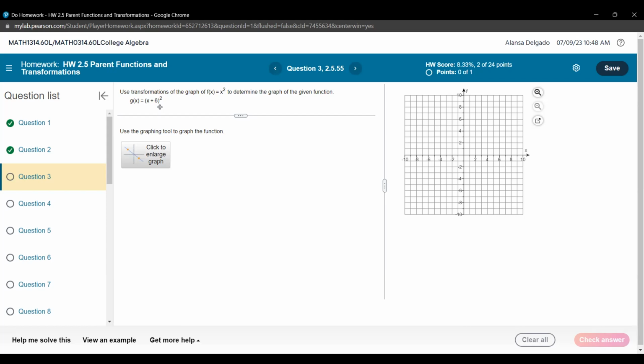So what's going to make x plus 6 squared, what value of x will make it 0? What value? Negative 6? Yes. So that means this is going to go through negative 6, 0, and then it's going to look just like y equals x squared. It's going to be a happy parabola.